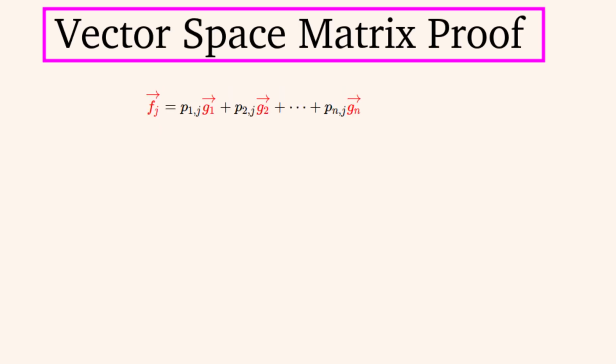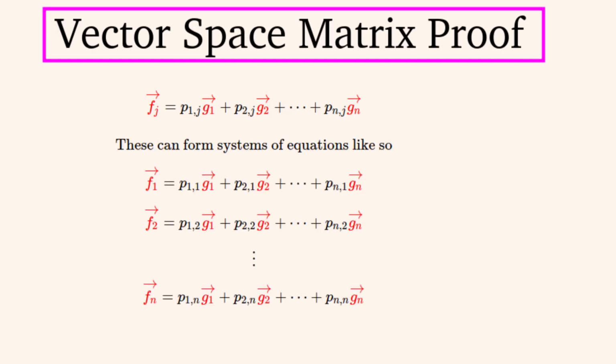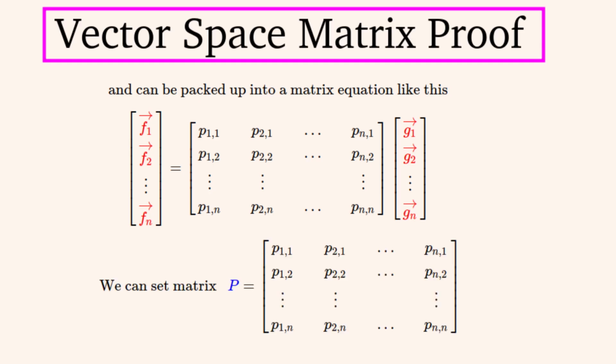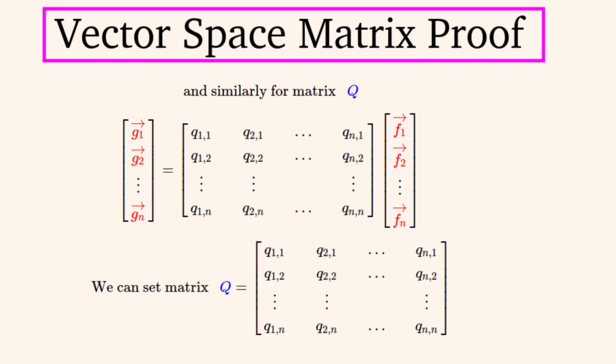So I'll just write this equation up the top of the screen to show what a vector in set F is. And we can write this out as a system of linear equations for each vector in F in order from 1 to n. So we can pack up this system of equations into this matrix equation, and we can set matrix P to be equal to this matrix. And we can do a similar thing for matrix Q.